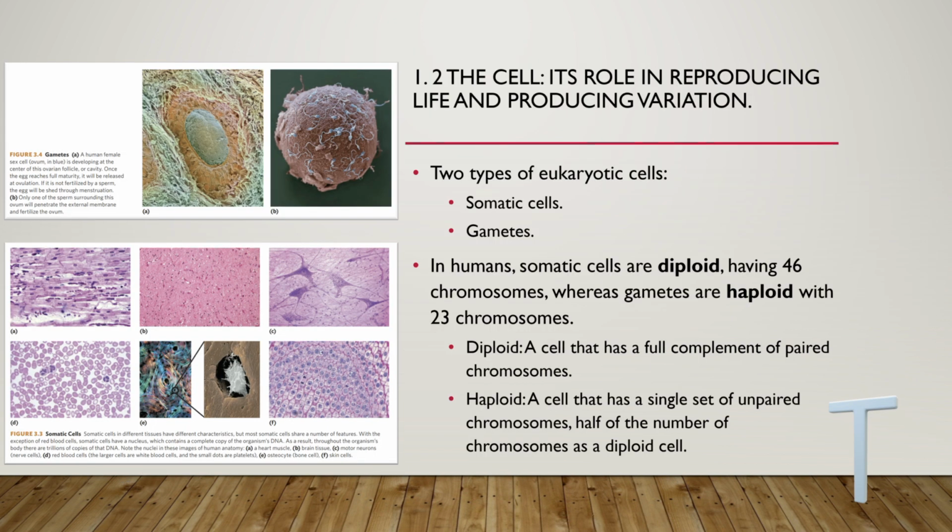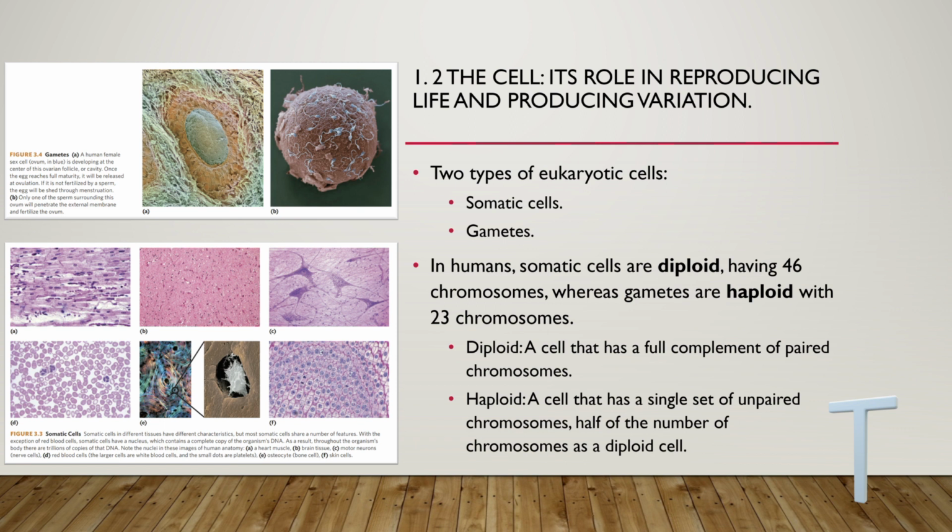In all animals and plants, there are two types of eukaryotic cells. The first one is somatic cells, also called body cells, which compose most tissues, such as bone, muscle, skin, brain, lung, fat, and hair. The second one is gametes, or the sex cells, sperm in males and ova, or eggs, in females. In humans, somatic cells are diploid, having 46 chromosomes, whereas gametes are haploid with 23 chromosomes. Diploid is a cell that has a full complement of paired chromosomes. And haploid is a cell that has a single set of unpaired chromosomes, half of the number of chromosomes as a diploid cell.